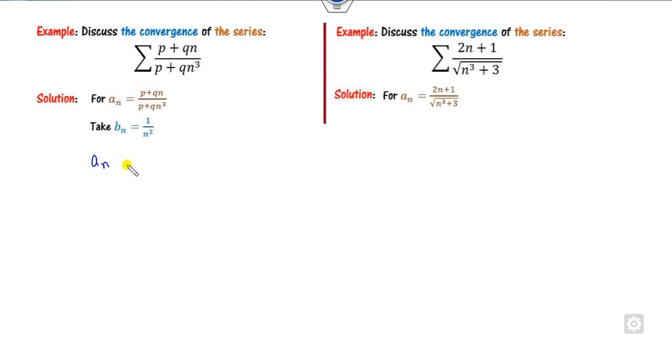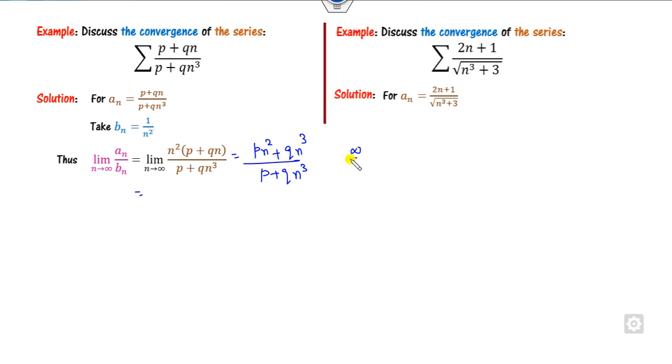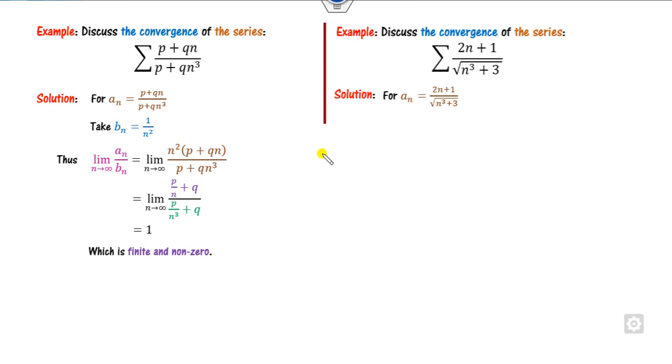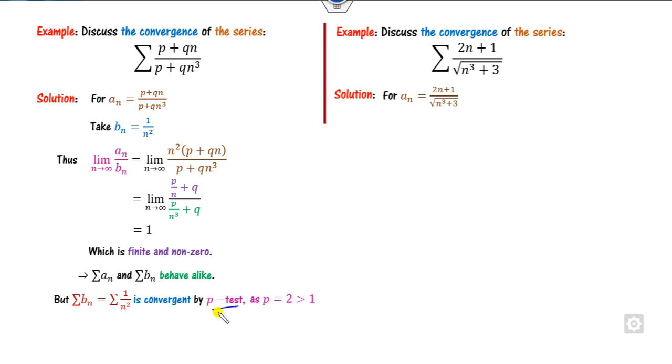Then find the ratio of An upon Bn. So what will happen if you open them? This is Pn square plus Qn cube divided by here. So which clearly says that it's an infinity by infinity form. So you can divide by n cube on both sides, which is a finite and non-zero number. Thus, by the limit comparison test, they behave alike, and this series is convergent by using the p test, because p is my 2 which is greater than 1. So Bn is my convergent, therefore An is also convergent.